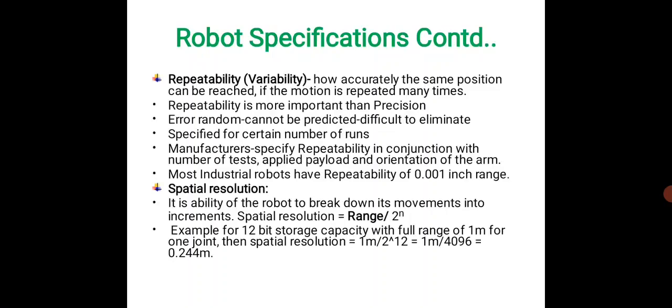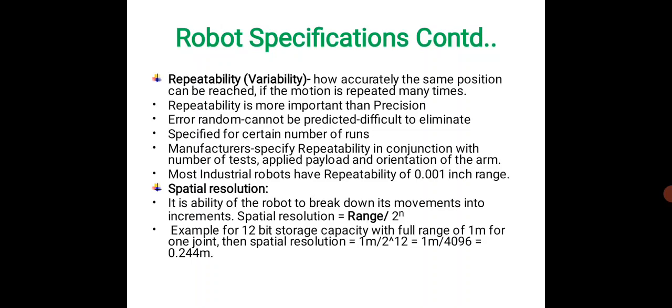Similarly, another characteristic is repeatability, which is a variability. For example, how accurately the same position can be reached. Suppose I want to pick a particular material and place it somewhere else at a distance of 1 meter, and suppose it performs this 500 times. It has to do it in the same time, and it should not deviate in distance. That you call repeatability: how accurate it is once the task is repeated.